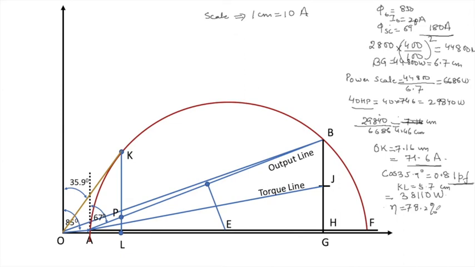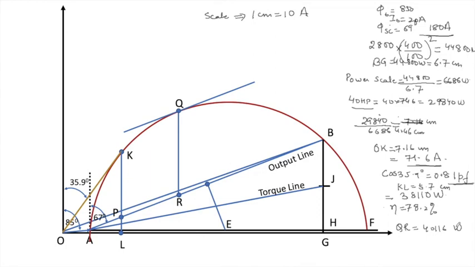Now to find the maximum power output, we will take a line parallel to the output line and draw a tangent to the circle. This is the tangent drawn parallel to the output line, and when we draw a perpendicular from that tangent point to the output line, this gives us the maximum power output. If you measure QR, the maximum power output comes out to be 6 centimeter. When we convert it into the power scale, we get it in wattage, that is 40116 watts.